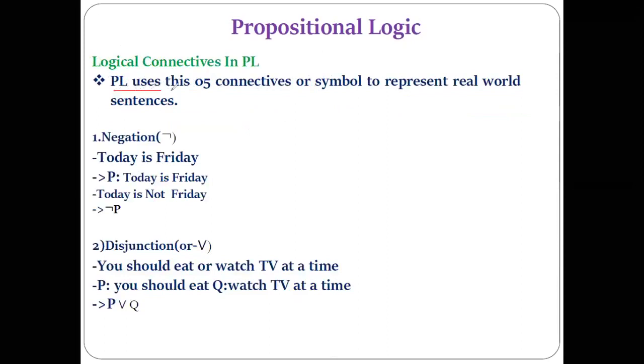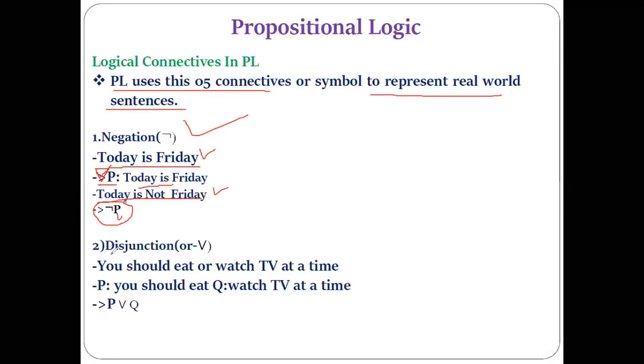As you know, propositional logic uses the five connectives to represent real world sentences. In that, first we have the negation. Suppose I say that today is Friday. This can be represented with the help of the propositional symbol P, and the semantic of this propositional symbol is: today is Friday. If you want to say that today is not Friday, then this can be represented with the negation symbol followed by the propositional symbol.